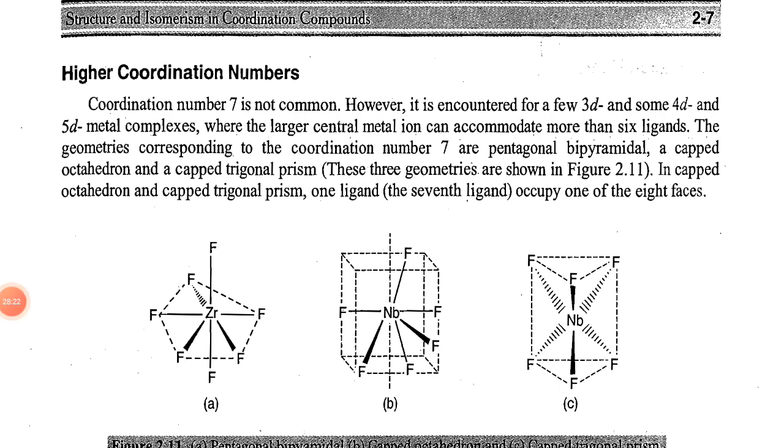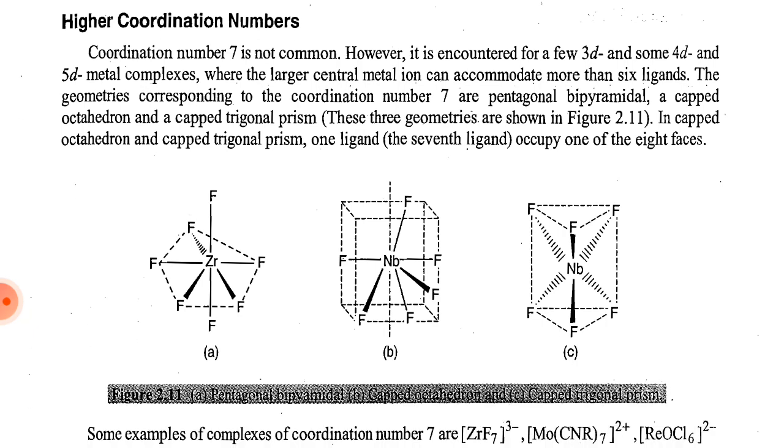So, coordination number 7 is not common. And the central metal accepts how many ligands? More than 6. So what is the geometry of a coordination number 7 complex? Pentagonal bipyramidal. And other than pentagonal bipyramidal, it shows a capped octahedron and a capped trigonal prism. So this coordination number 7 shows pentagonal bipyramidal, capped octahedron, and capped trigonal prism. The capped octahedron and capped trigonal prism have 7 ligands and show 8 faces.